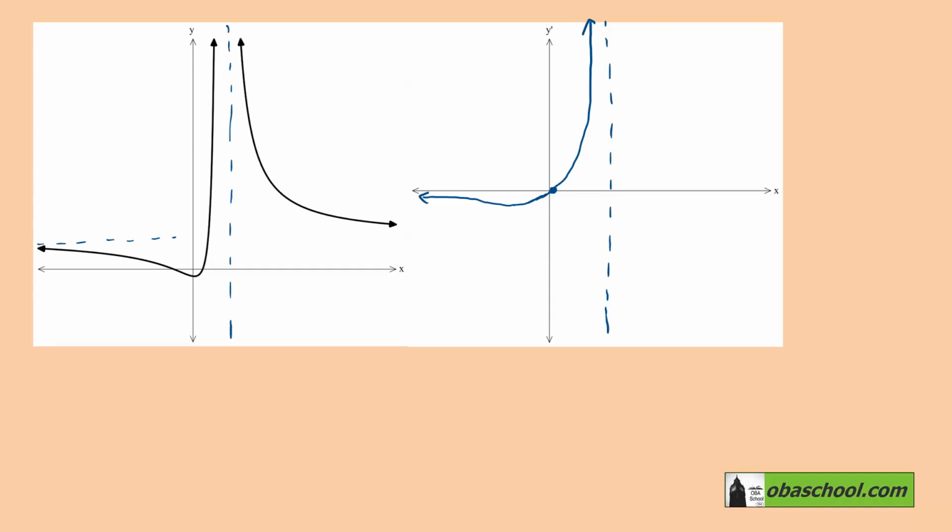On the left, the gradient is negative, very large and negative, so a long way below the axis, close to the asymptote, and then coming close to 0. So that side is going to go like that.